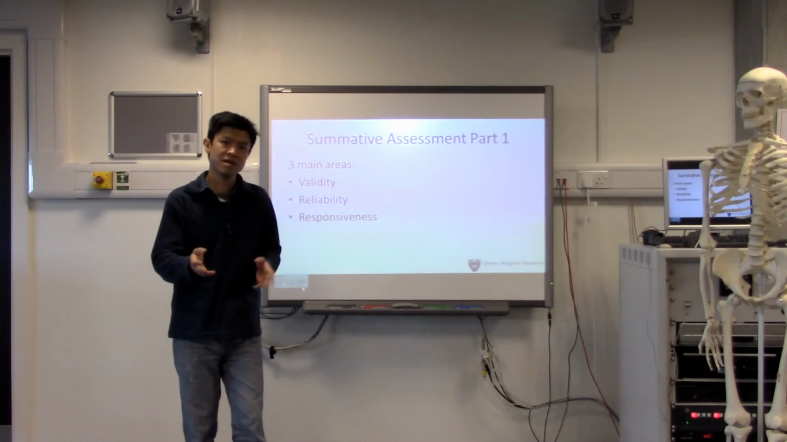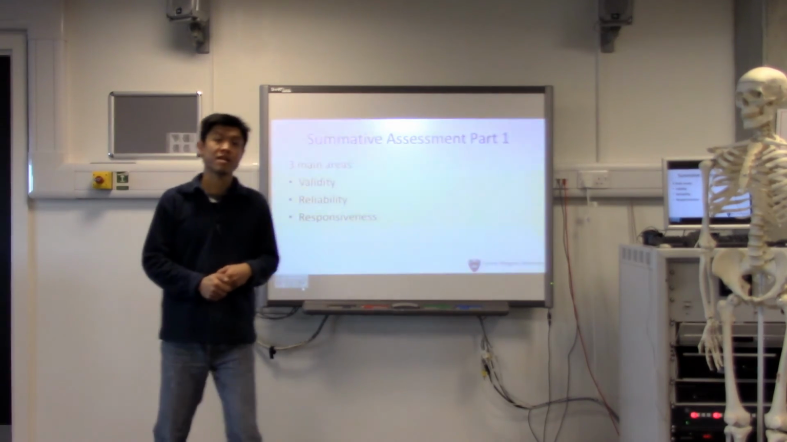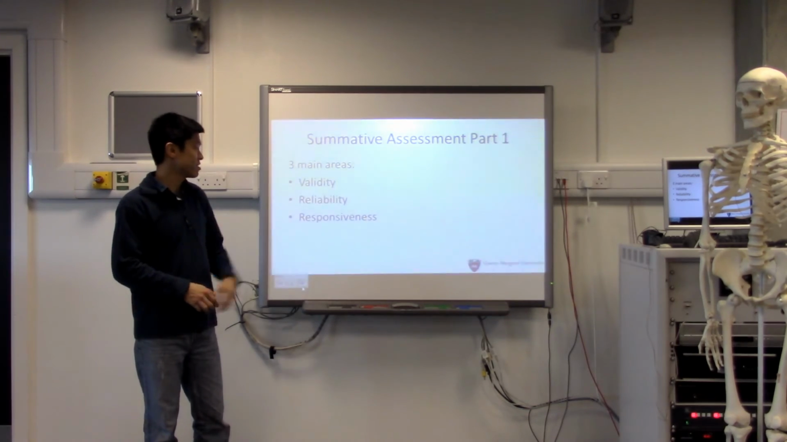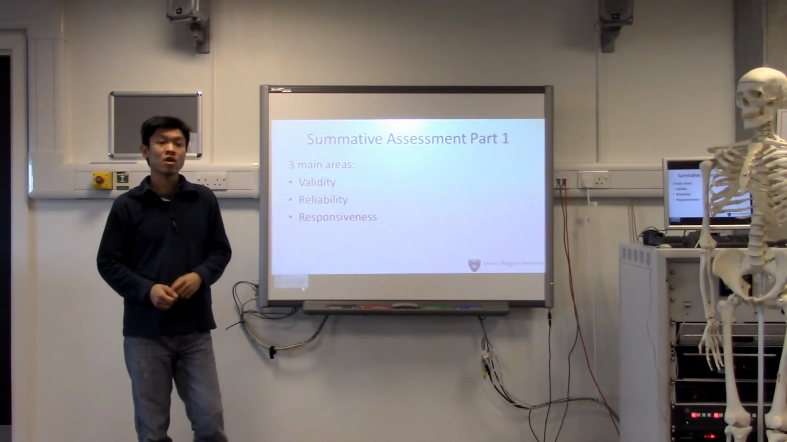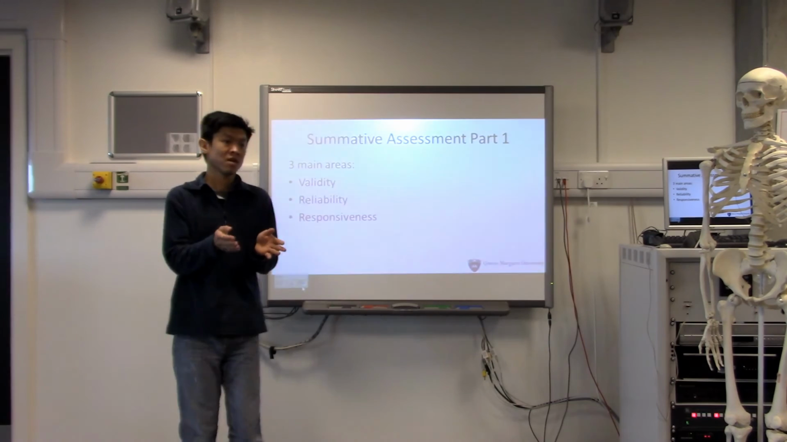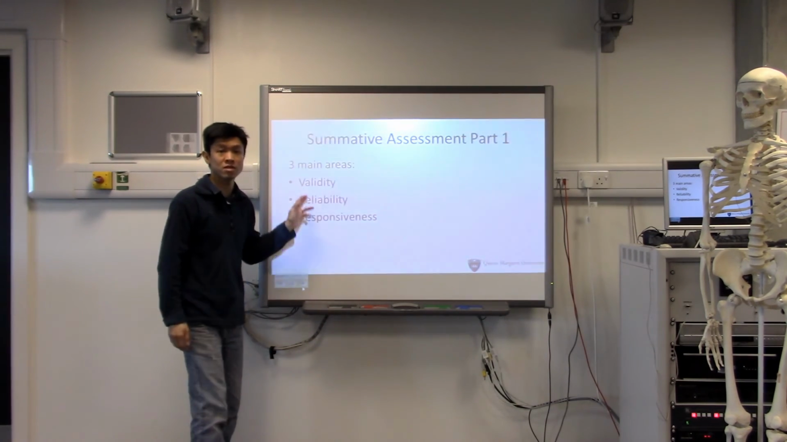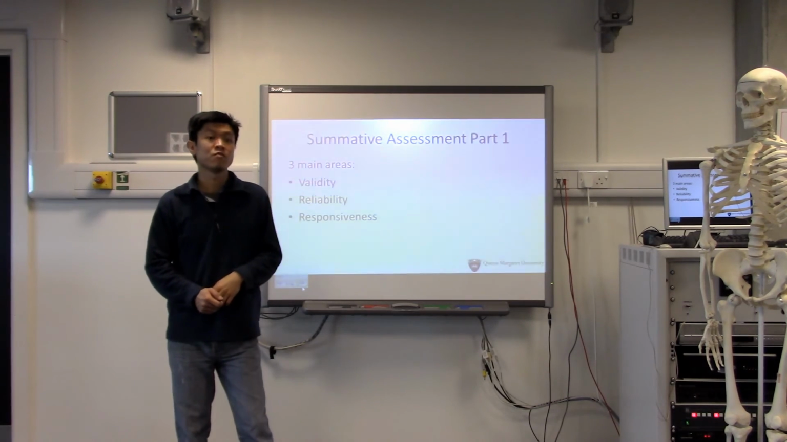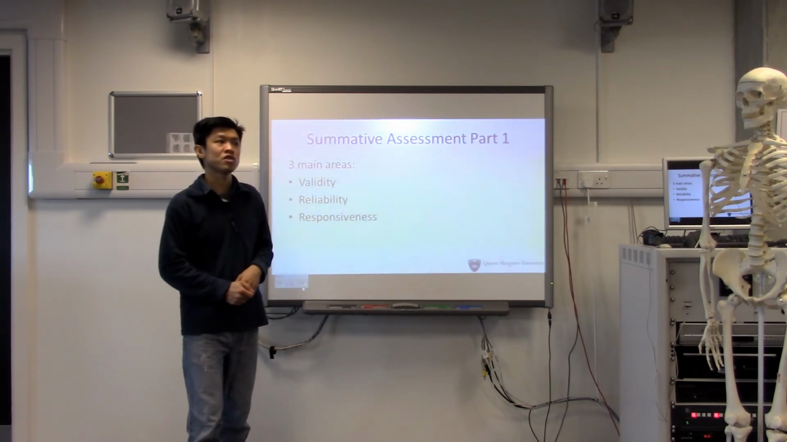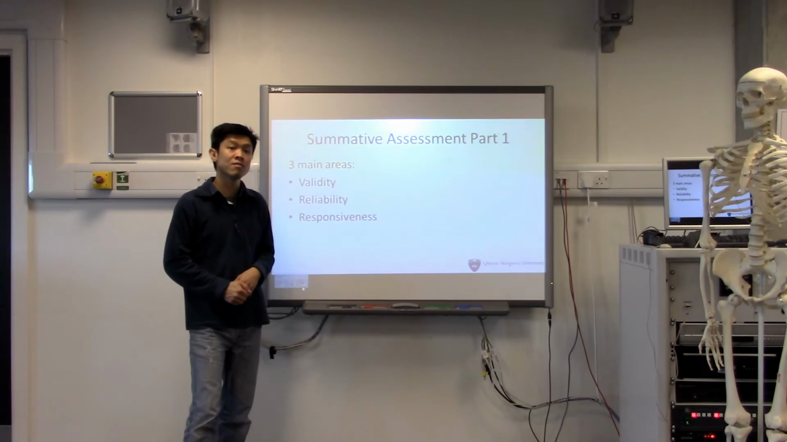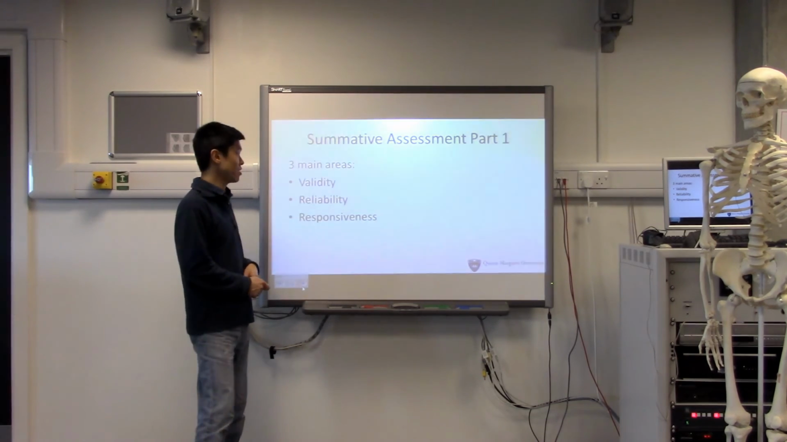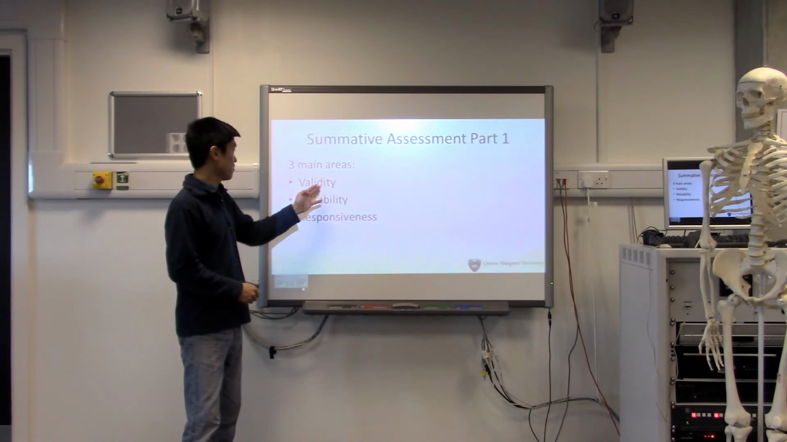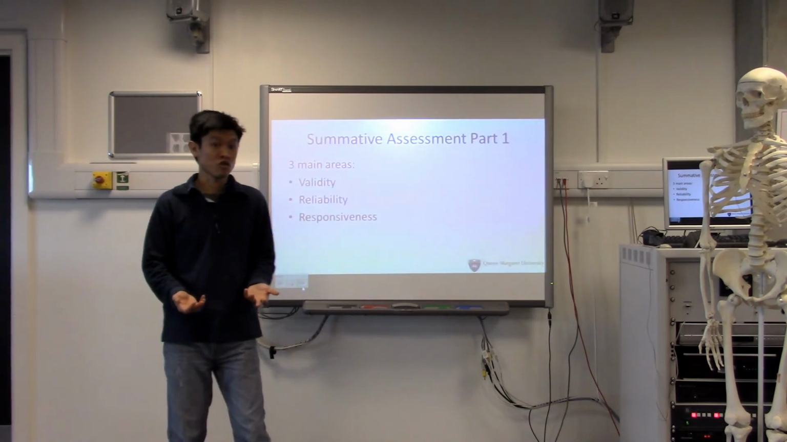For the assignment itself, the 3 main areas that I said before that I need you to look more closely at are validity, reliability, and responsiveness. So you should be geared towards those. I have deliberately chosen not to separate them into their different types and subtypes. The reason is that not every outcome measure will have examined every single subtype. For example, for validity, some may not have looked at discriminant validity.